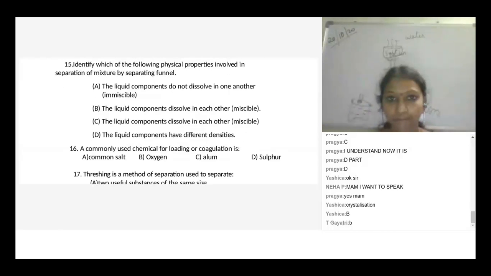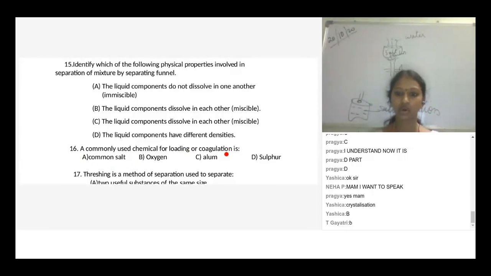Ma'am, can I say the answer to question 15? Yes, Monica. Ma'am, 15A. Yeah, A is correct. The liquid components do not dissolve in one another. So when it is immiscible only, we are going to select the separating funnel. Okay. So option A is correct. Next.